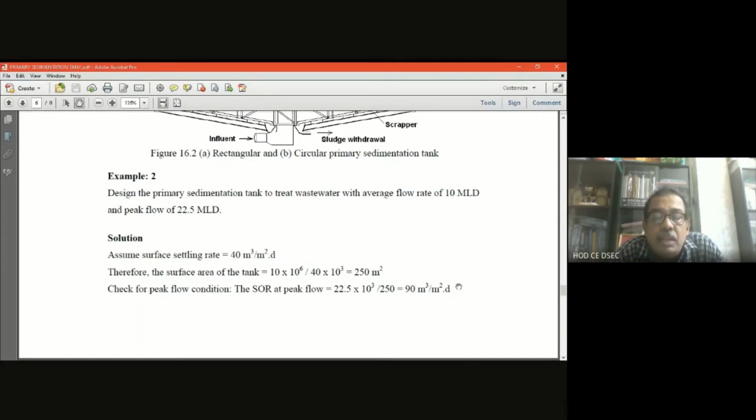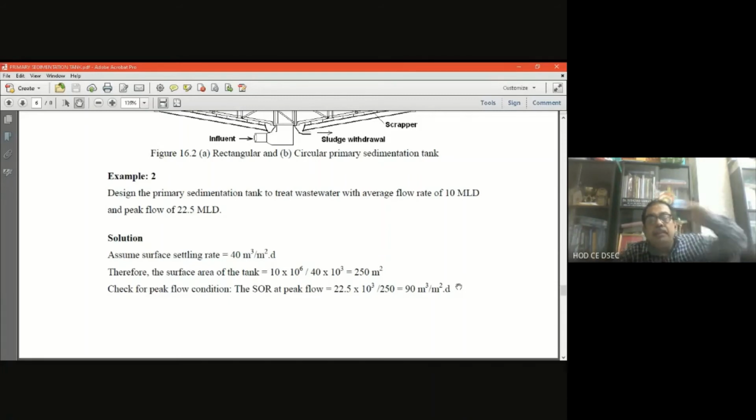If you divide the 10 to the power 4 meter cube per day by the surface loading rate, that is the assumption being considered in the design of the rectangular tank, that is 40 meter cube per meter square per day, what will we get if you divide meter cube by meter cube per meter square? We will get the result in meter square, that is the plan area. Plan area means the horizontal surface area of the tank, that is L into B, which is obtained as 250 meter square.